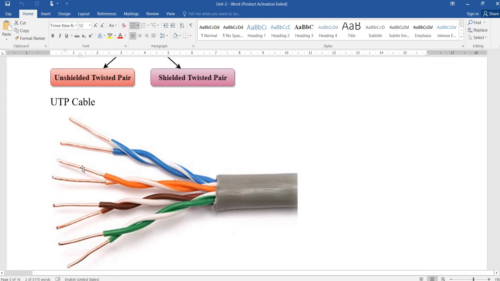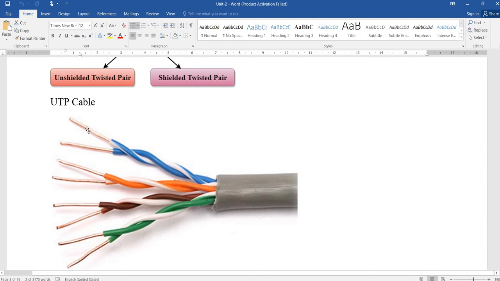Then the number of cables available in this is 8. If it's 2 pairs of cable, then it comes to 4 pairs. Okay, so each and every cable has 3 types of color with solid and stripe color: blue, orange, brown, and green. Okay, blue, orange, brown, and green, and all these colors come along with solid and stripe.